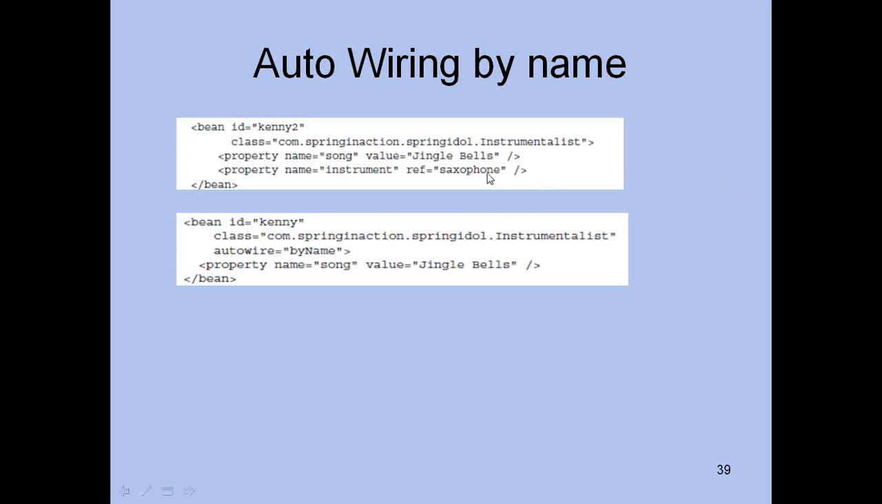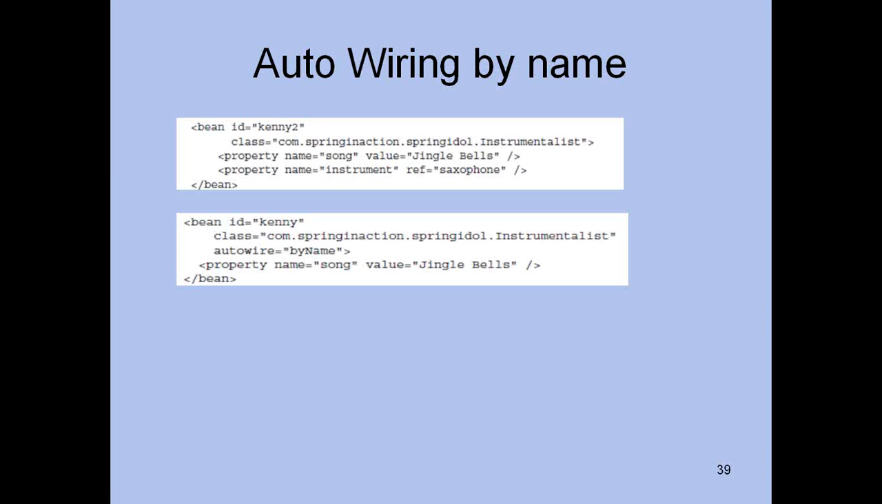Suppose you make that saxophone bean ID as instrument and you do auto wiring by name. Since the name of the saxophone bean, which is changed now to instrument, matches with the name of the property in the InstrumentList class, auto wire by name automatically injects that bean into the instrument property. That is auto wiring by name. See here, there is no auto wire by name. Now, property name equal to instrument, ref equal to saxophone: you are explicitly mentioning to inject this saxophone bean into the instrument property, which is in the InstrumentList class.